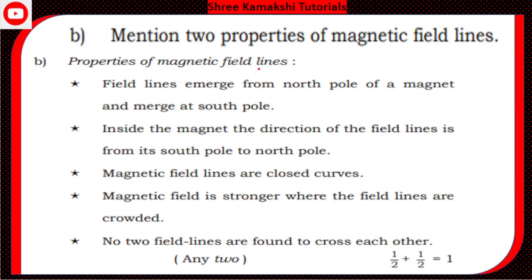The properties of magnetic field lines are: field lines emerge from the north pole of a magnet and merge at the south pole.